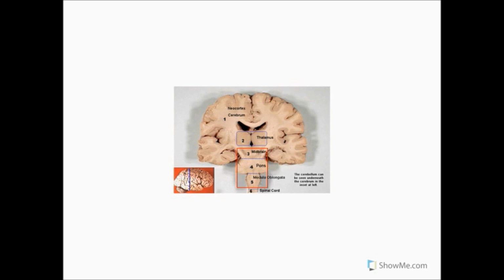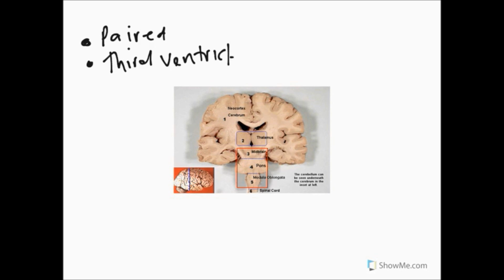So the thalamus is a paired structure, so we'd expect to see a left and a right thalami. It is sitting, the left and the right that is, sitting either side of the third ventricle, and it is joined together, the left and right thalami, joined by a structure known as the interthalamic adhesion.